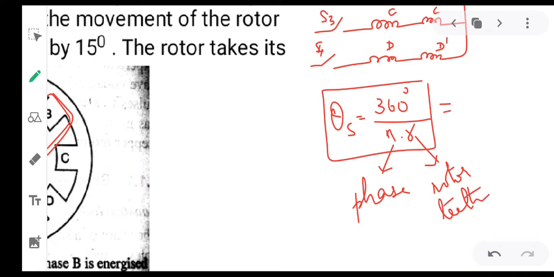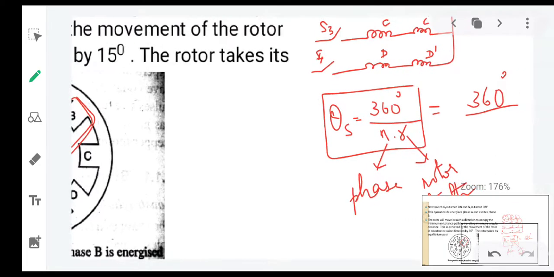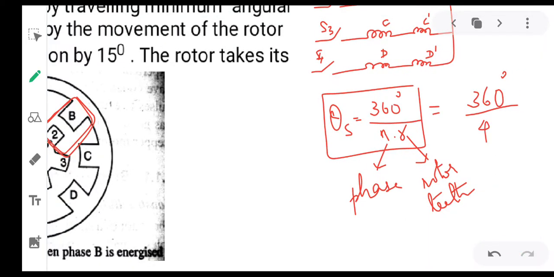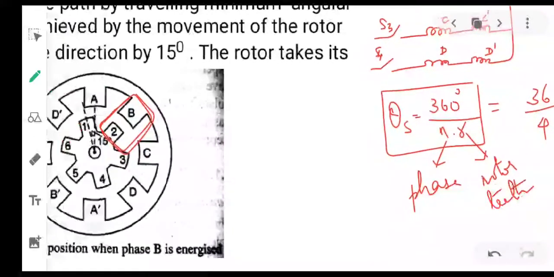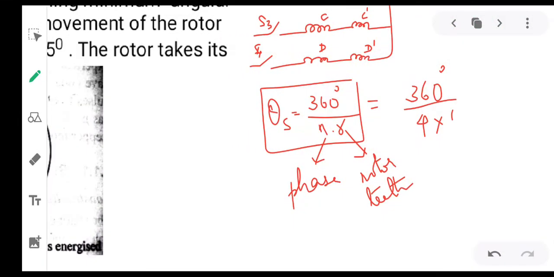So here I get 360 degrees divided by the number of phases. How many phases are there? 4 phases, into how many rotor teeth? Just check, 6 rotor teeth. So into 6, that is 15 degrees. So 15 degrees is the rotor angle.